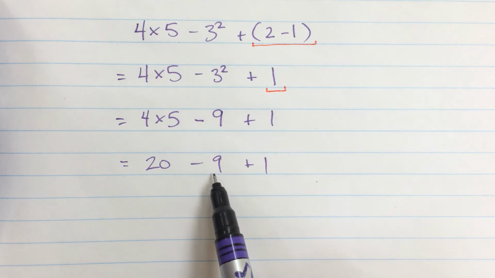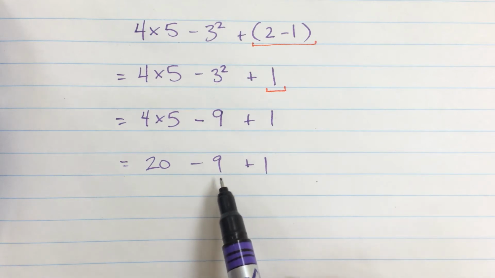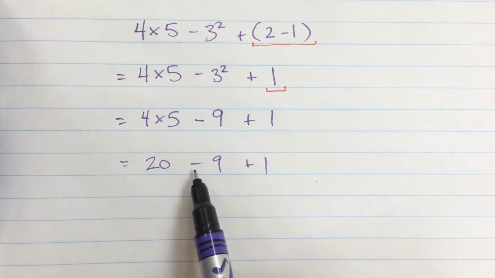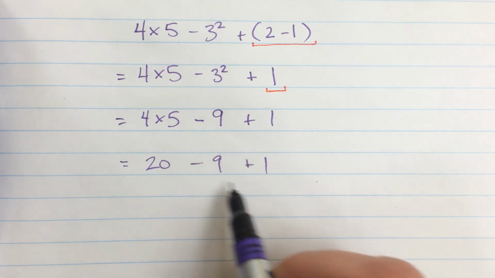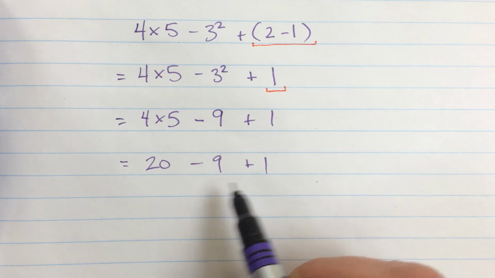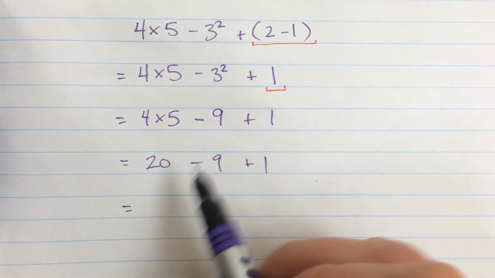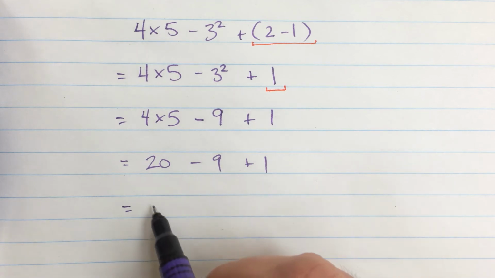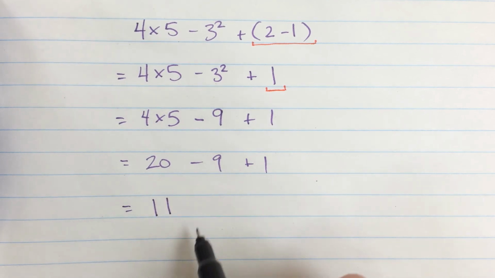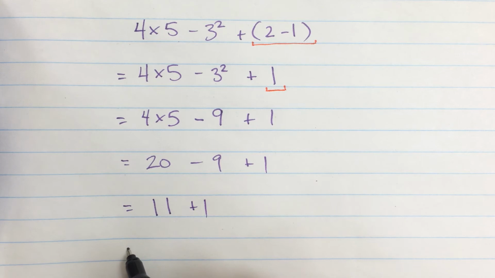Some of you were doing 9 plus 1. That's not what we have here. We have 20 minus 9 and then plus 1. We don't add these together to make 10 and then subtract 10, we'll get a different value. So our convention is that we do addition and subtraction in the order they appear. This will be 11, 20 minus 9 is 11. Then I'll add the 1, and I have 12 at the end.